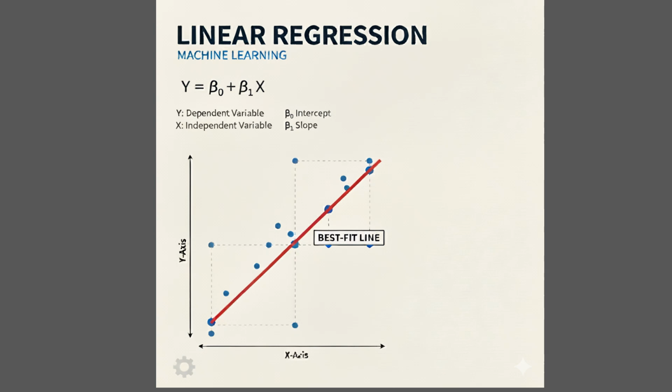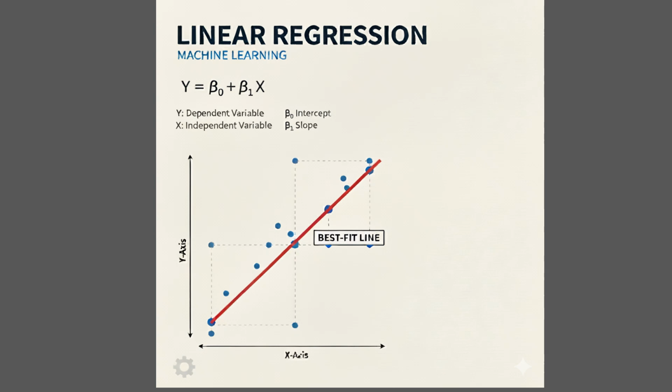So, what is this concept all about, linear regression? At its core, it's about finding a relationship between two variables. We have our y variable, which is called the dependent variable. This is the thing we want to predict, like the price of a house. And we have our x variable, which is the independent variable. This is the thing we use to make our prediction, for example, the square footage of a house.